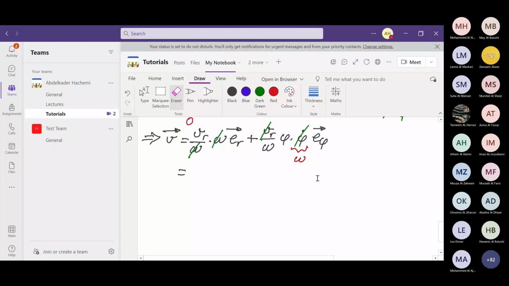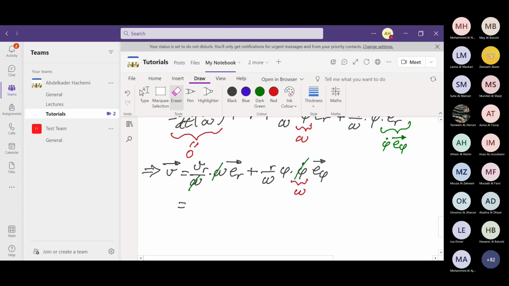Sorry, it's not VR, as I said, it's here we have VR, and here omega goes with omega, or phi dot goes with omega. Then it means we can write now that it's only VR multiplied by e_R plus VR phi e_phi.